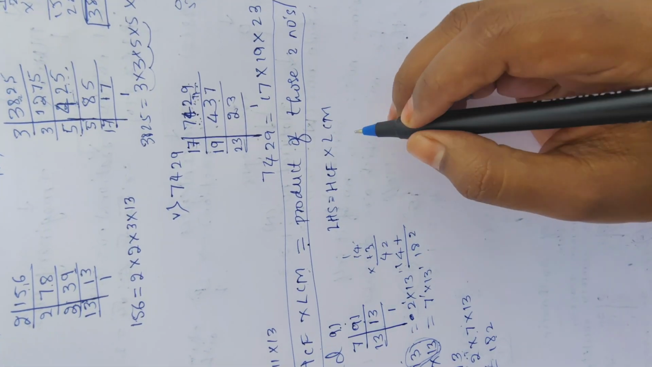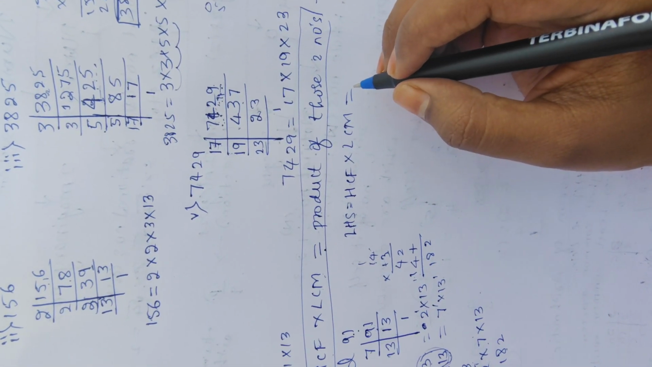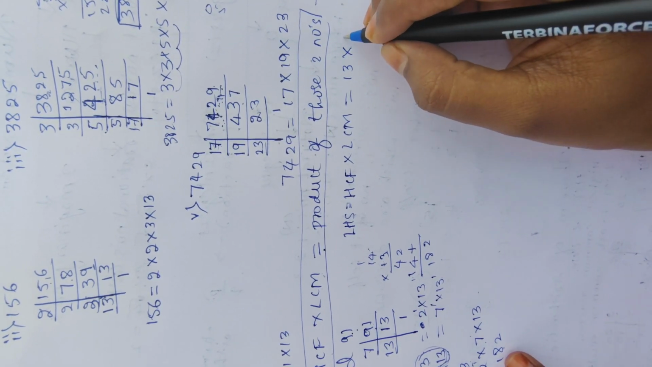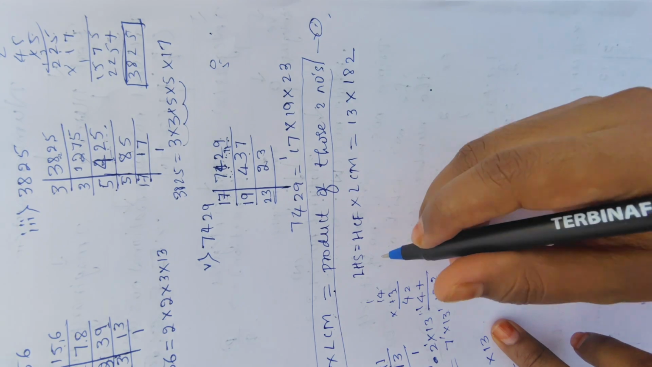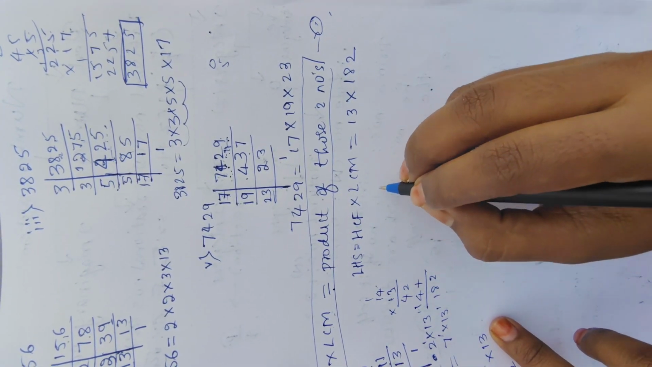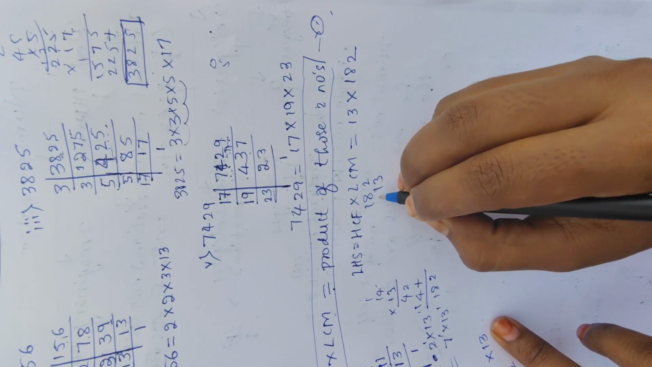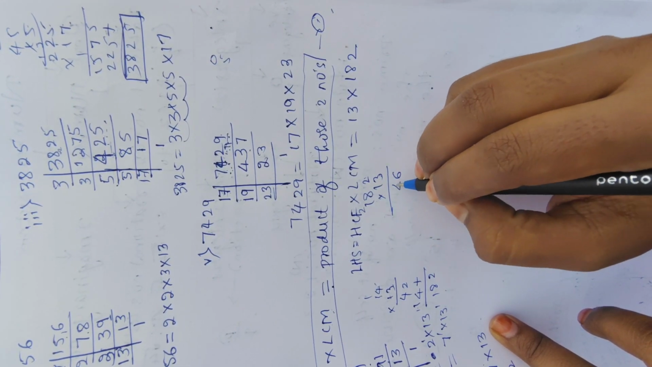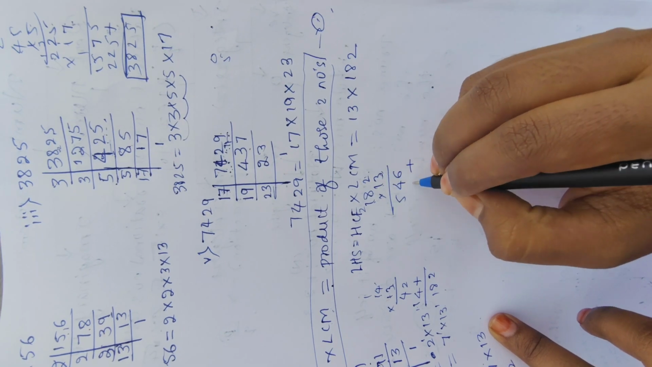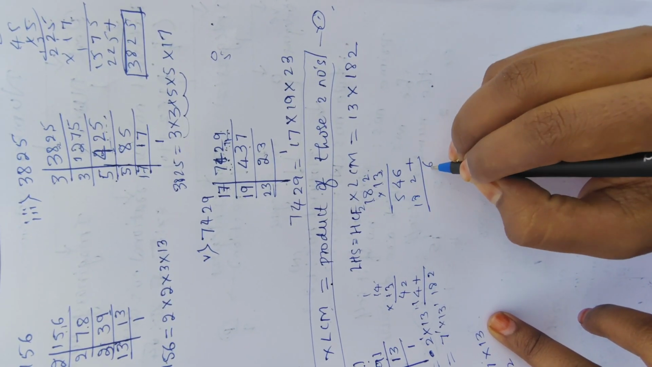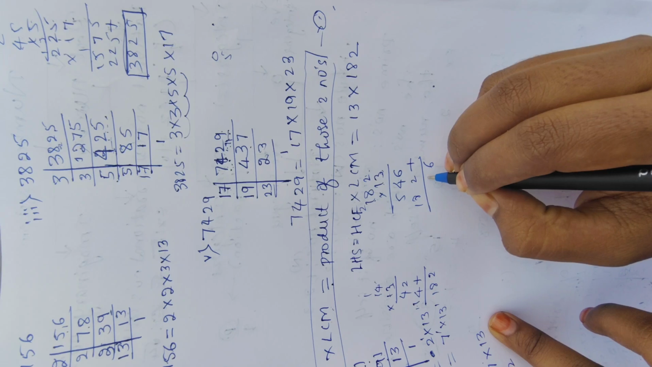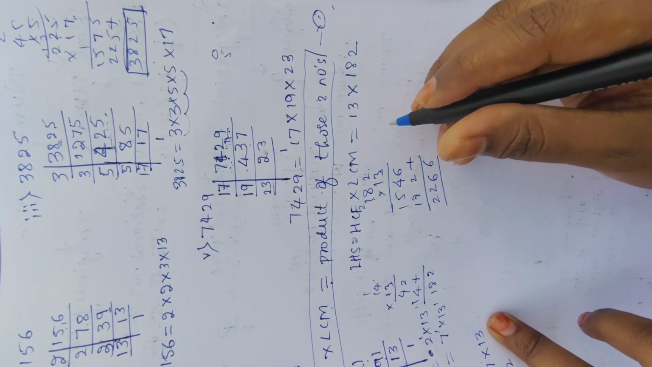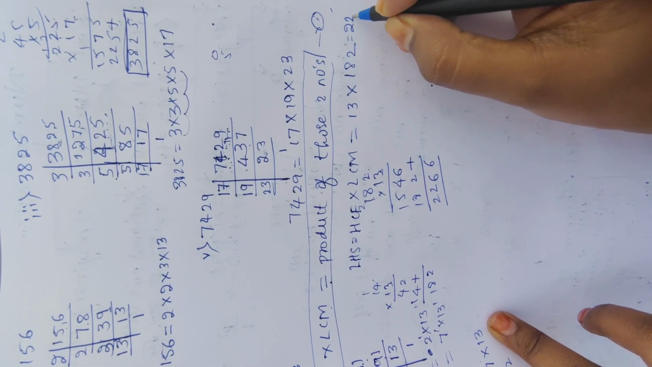I will take the LHS. LHS is equal to HCF into LCM. What is the value of HCF? Yes, 13. What is the value of LCM? 182. So you multiply both: 182 into 13. 2 threes are 6, 3 eights are 24, 3 ones are 3, 5 plus 1... so we got 2366.